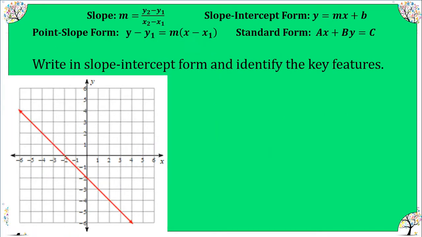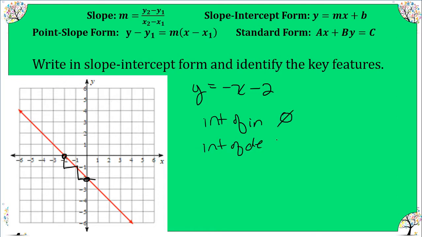We're going to write this in slope-intercept form. Y equals, I'm going down 1, right 1, down 1, right 1. So that's negative x. It goes through the minus 2. My interval of increase, there is none. Interval of decrease, all real numbers.